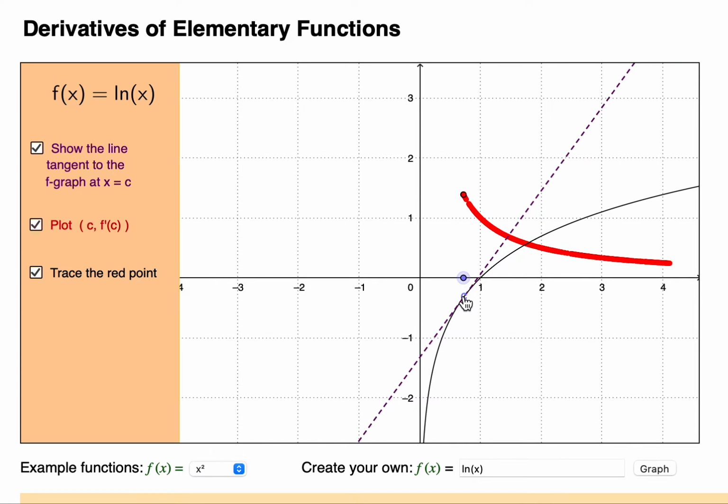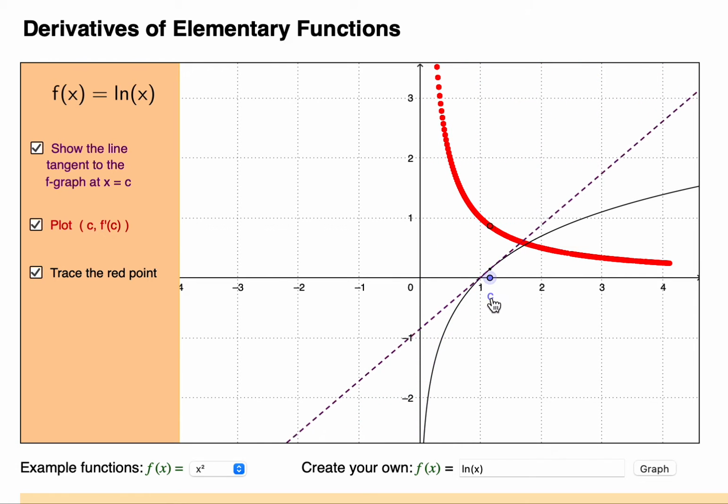And as I go more and more positive, notice that the graph is going higher and higher. In fact, as I go to infinity there, it is going to get more and more infinite, and it basically traces out that red graph. Now that red graph happens to be a 1 over x function.